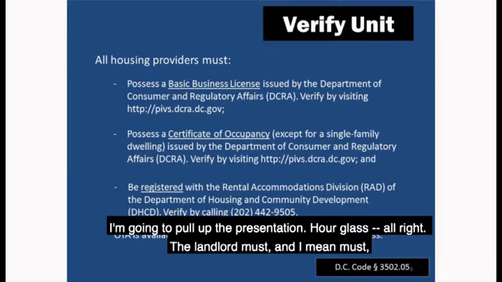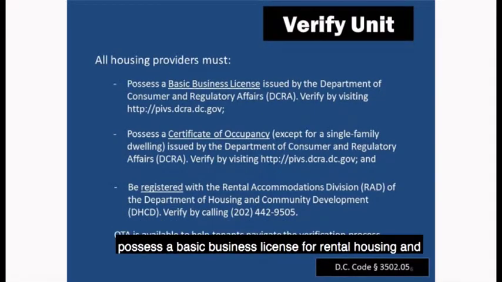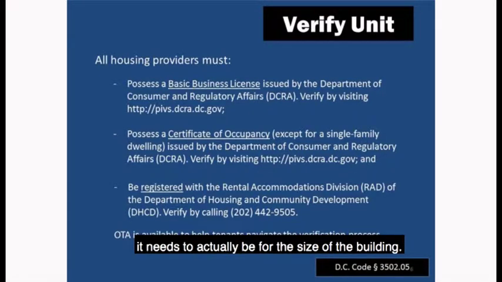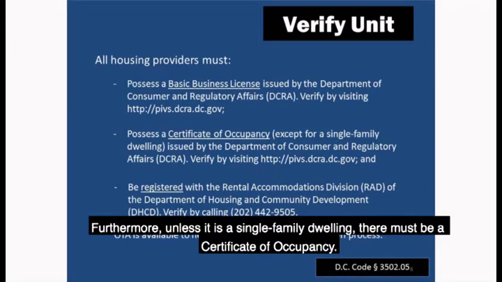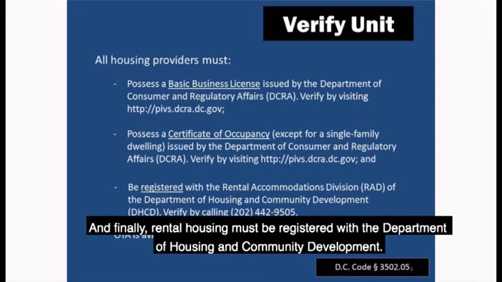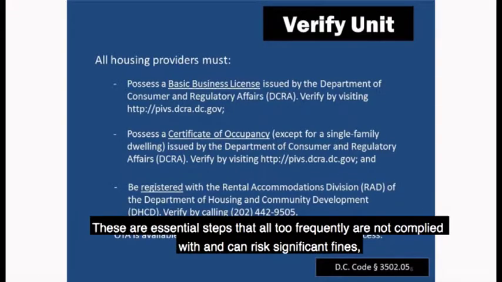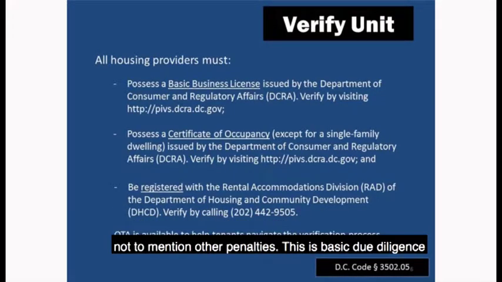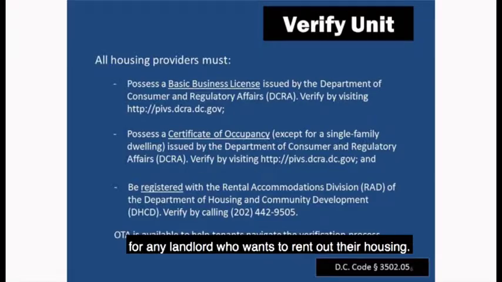The landlord must, and I mean must, possess a basic business license for rental housing, and it needs to actually be for the size of the building. Furthermore, unless it is a single-family dwelling, there must be a certificate of occupancy. And finally, rental housing must be registered with the Department of Housing and Community Development. These are essential steps that all too frequently are not complied with and can risk significant fines, not to mention other penalties. This is basic due diligence for any landlord who wants to rent out their housing.